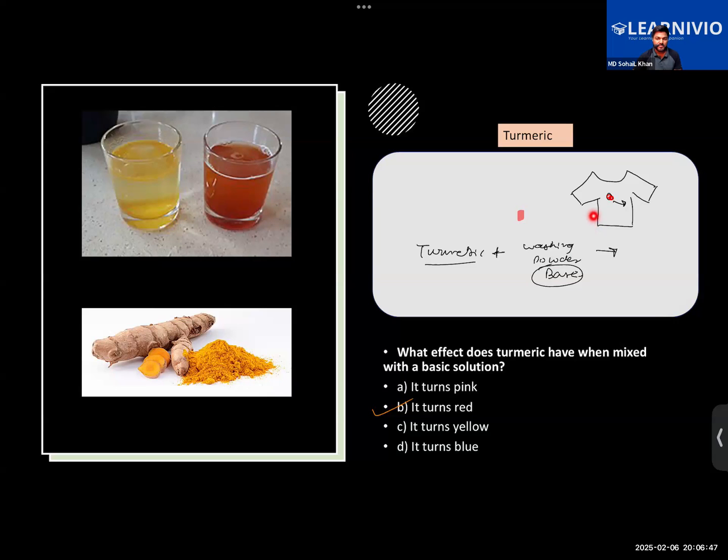Why does it happen? Because the turmeric present in the food has reacted with the washing powder and now the color turns red. So this shows that the chemical nature of the washing powder is basic. When you take this turmeric solution and add a basic substance, it turns red in color. But when you put a few drops of acid in it, it will remain yellow in color. So that is how this another natural indicator works.